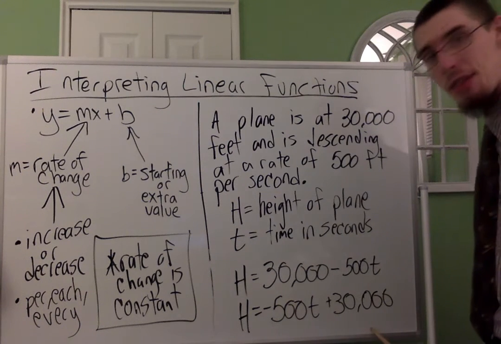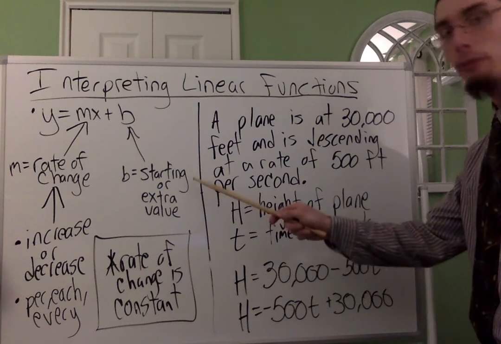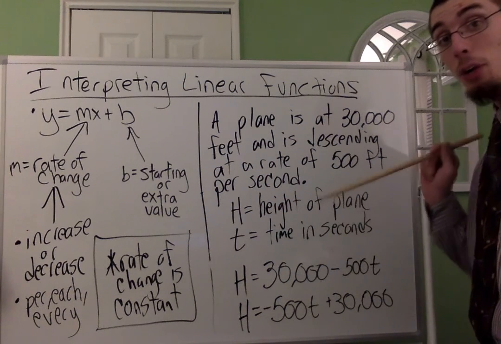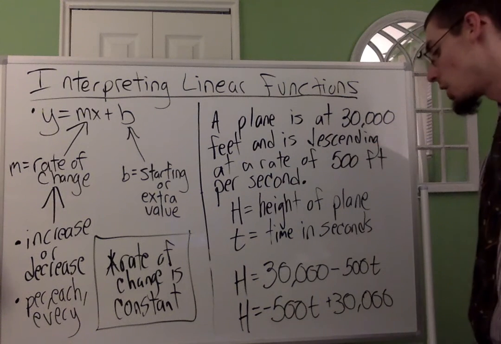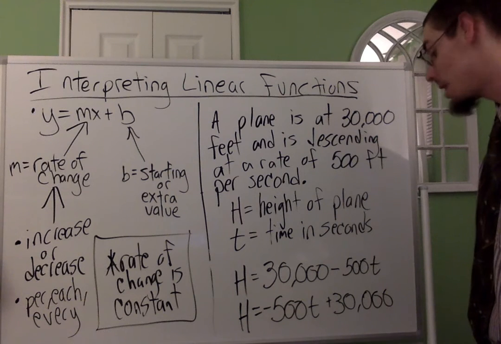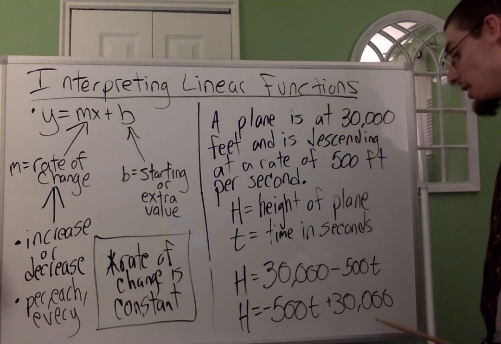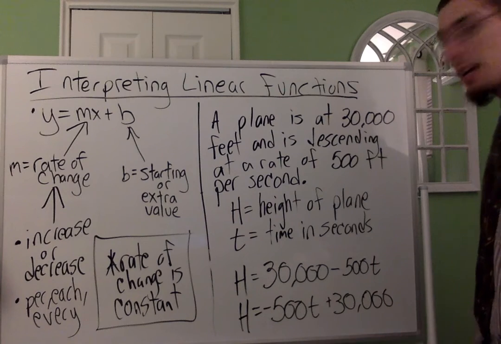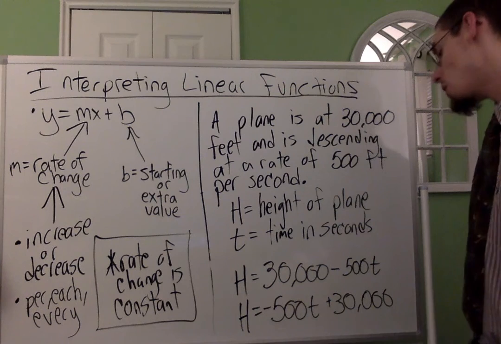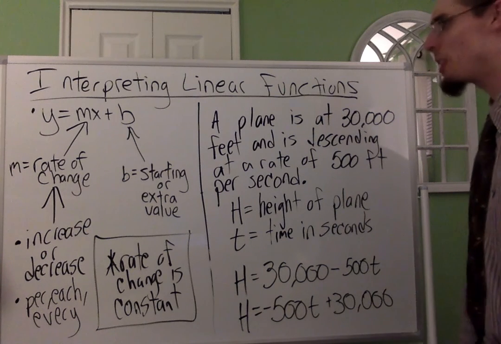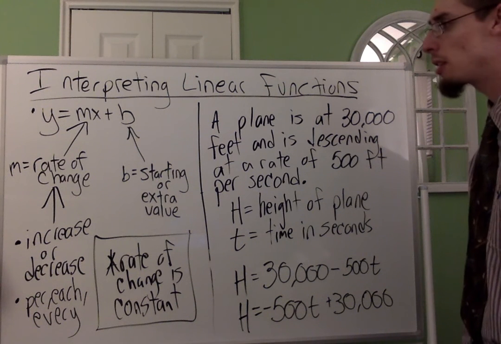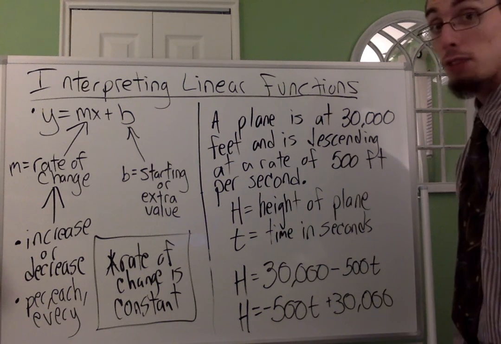The 30,000 feet is the initial value, the starting value. We started 30,000 feet in the air, and we're going down 500 feet per second. That's pretty fast if you didn't take a guess. 30,000 feet's pretty high. This means you would be getting down to the ground very quickly, maybe even crashing. So anyway, that's pretty much everything you're going to need for your assignments for linear functions, and good luck, right?